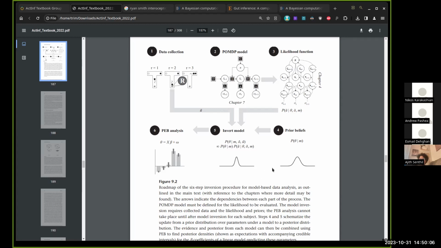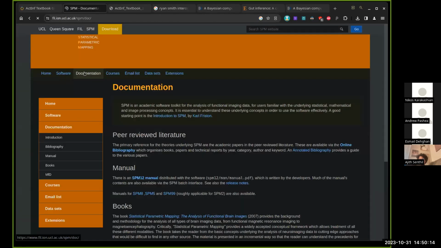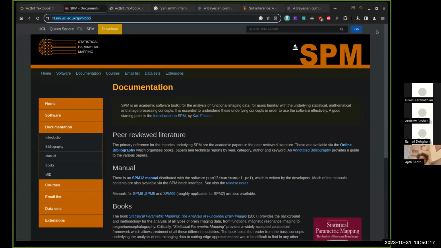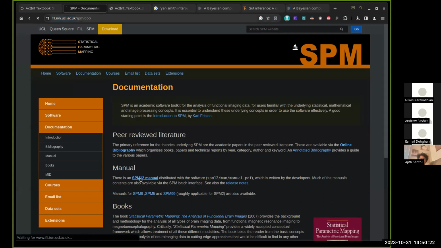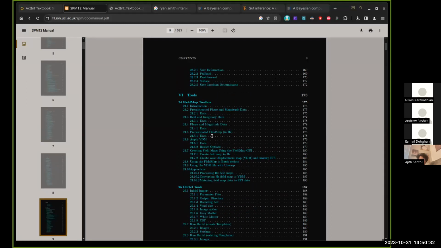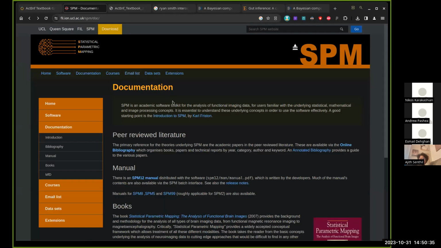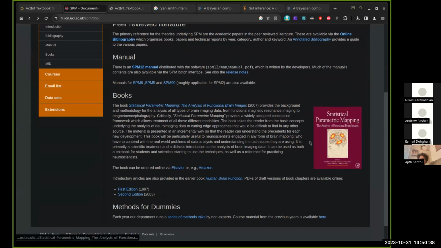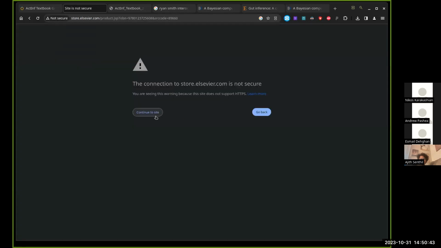Is the SPM textbook on the website for the institute, or is that something I should just be able to find online? I'll put it in the chat. I believe that this is the most recent. Yeah, the SPM12 manual is probably the most recent. This is probably one to look at. The last print version is this one from 2007. So it has some typos.